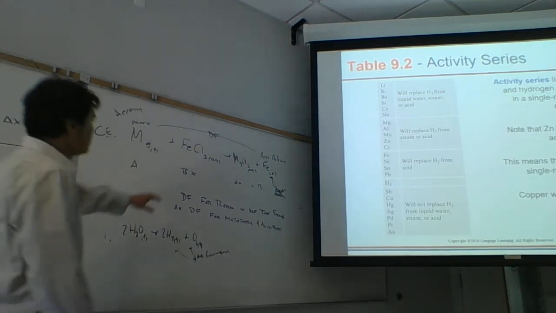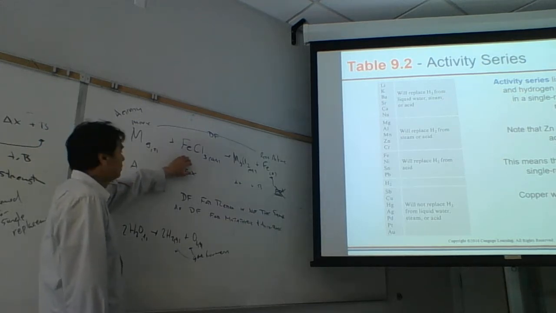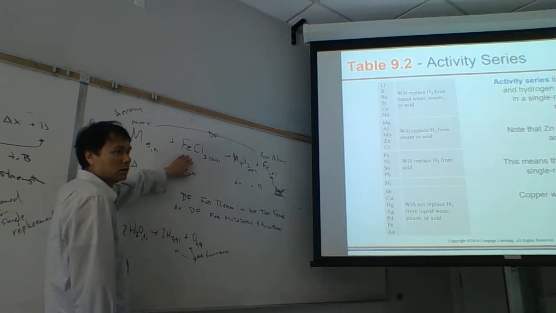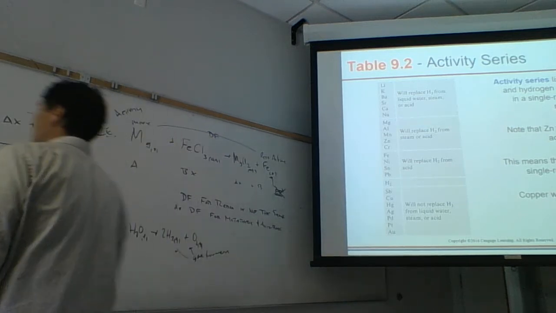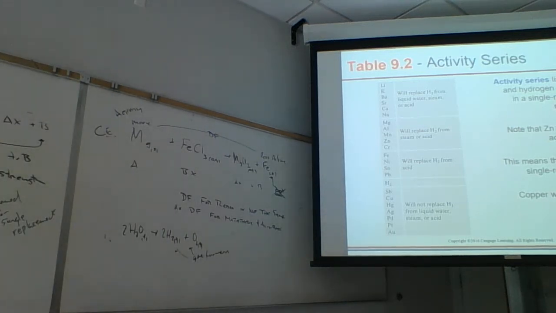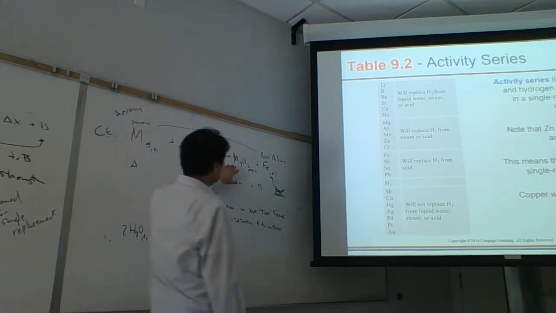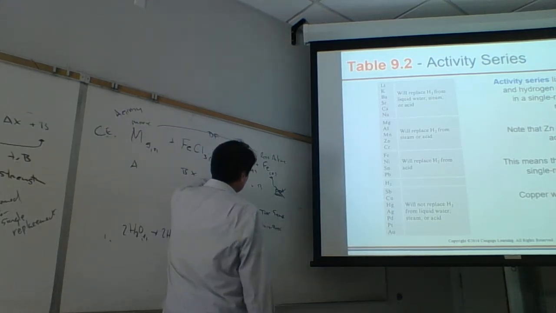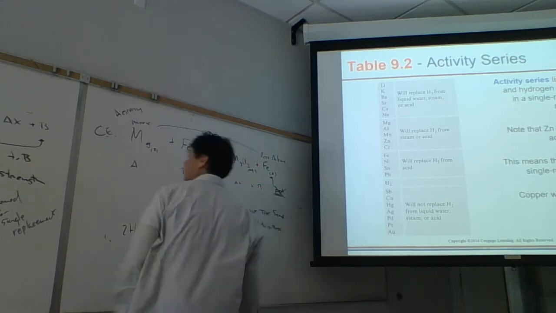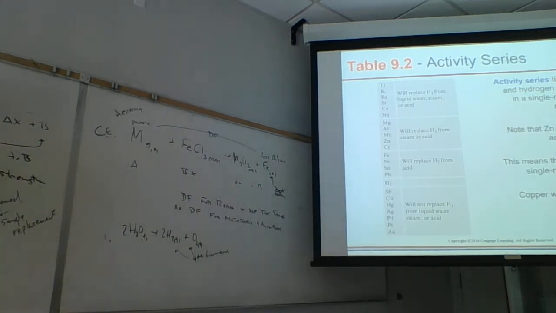Iron 3 chloride, is this a strong acid? No. Strong base? No. Soluble salt? Yes, this is a soluble salt. It's an ionic compound. And the soluble salts we dissociate, so we get iron 3 plus and 3 chloride. Magnesium chloride, strong acid? No. Strong base? No. Soluble salt? Yes. So magnesium chloride dissociates into 1 magnesium 2 plus and 2 chlorides.